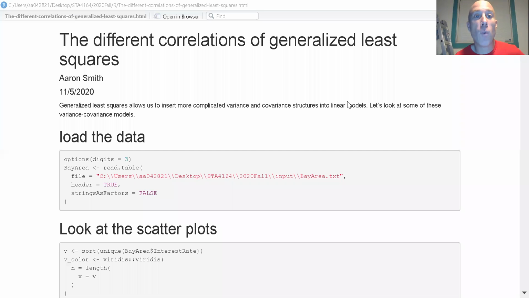Hi, in this video, we want to take a look at the different variance-covariance structures in generalized least squares. We're going to be using the nlme package in R to achieve this.